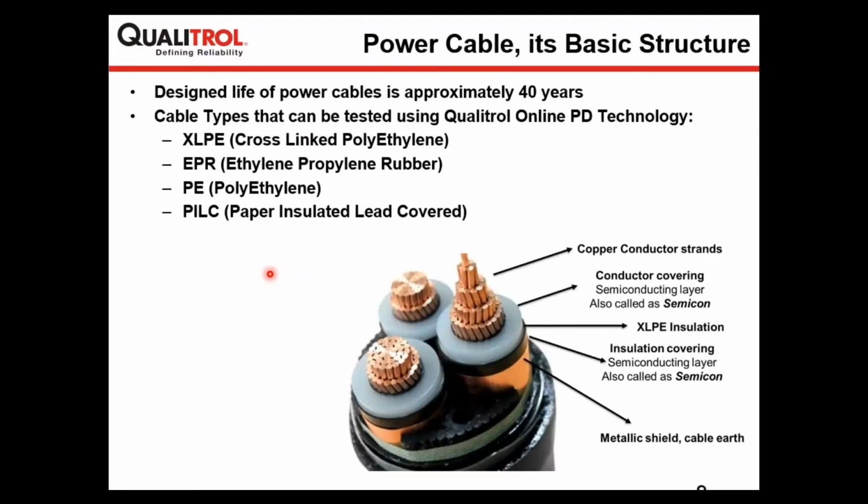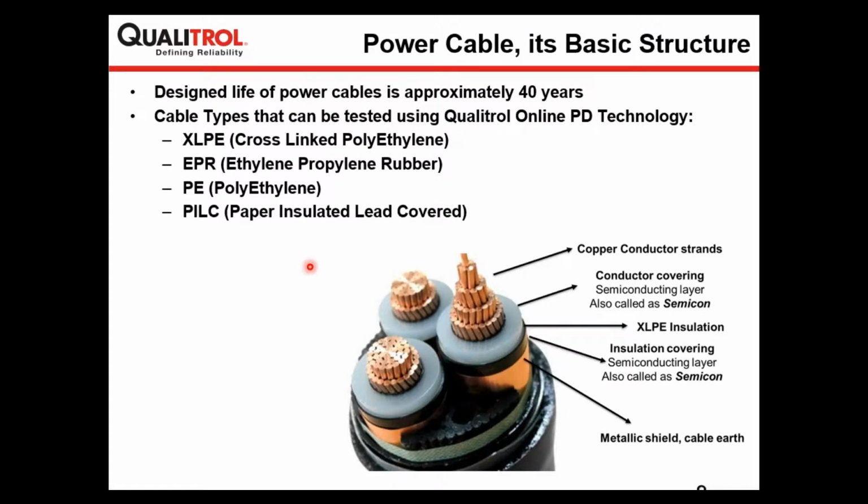Now let's explain a little bit about the cable structure of the cable network. Whenever a cable is manufactured, the design life of the power cable tends to be around 40 years. But because of rapid degradation or bad workmanship, cable circuits or accessories fail before this duration. The technology we are presenting for online partial discharge measurement can be used to detect PD in XLPE, EPR, PE, and PILC cable. These types of power cables can be tested with online partial discharge measurement.